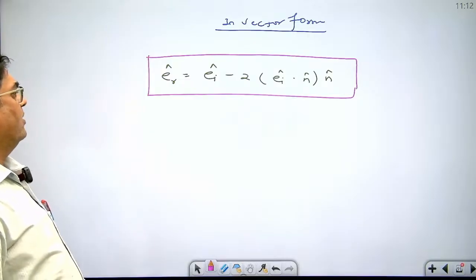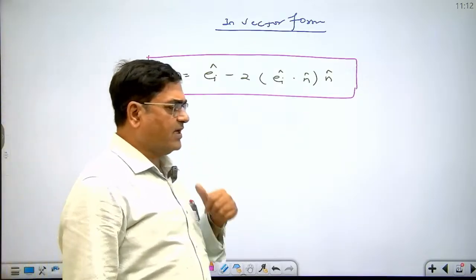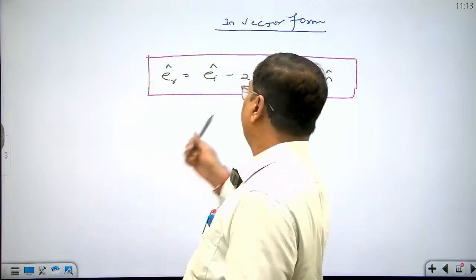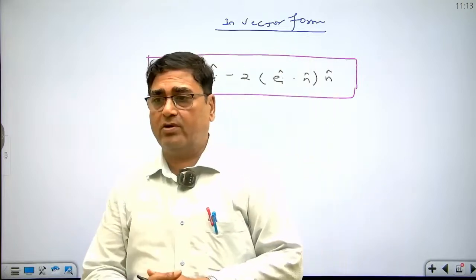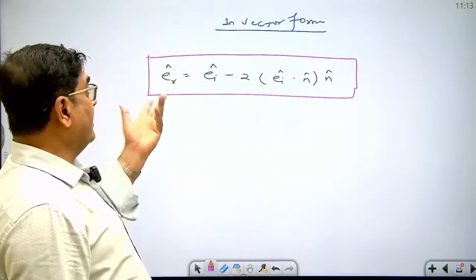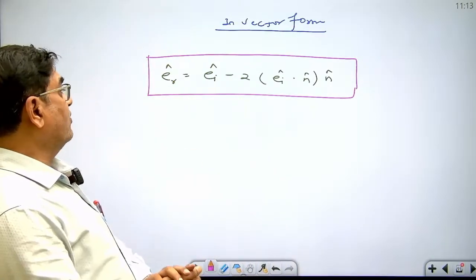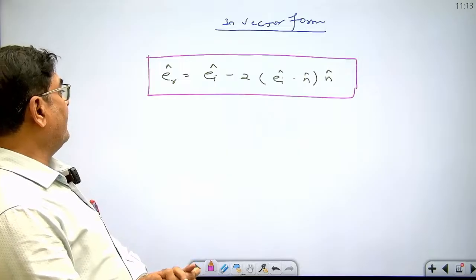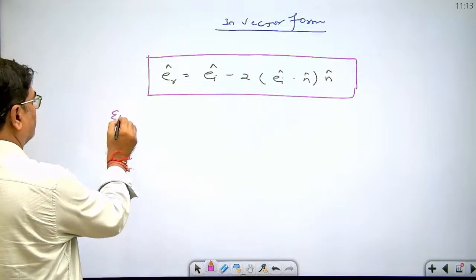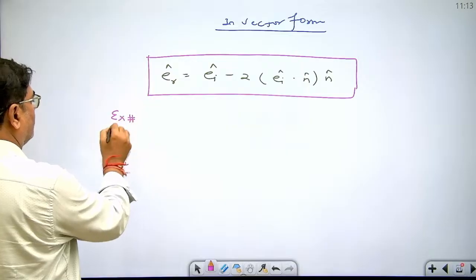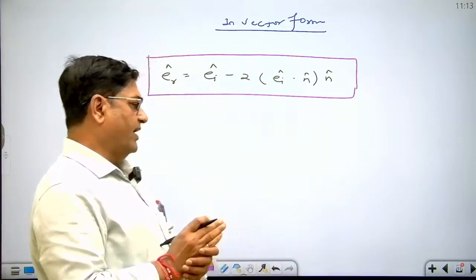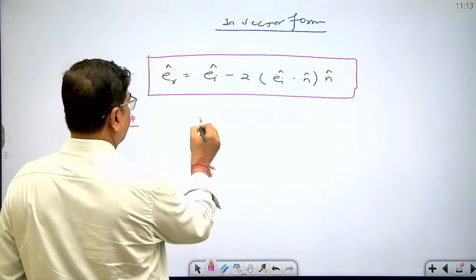Here ER cap is the unit vector along the reflected ray, EI cap is the unit vector along the incident ray, and N cap is the unit vector along the normal to the reflecting surface. So dear student, we can apply this equation to get the equation of the reflected ray. Let's see. Let us assume a plane mirror is in the XY plane.